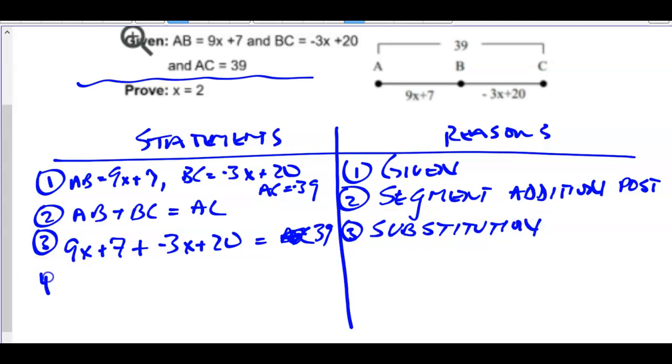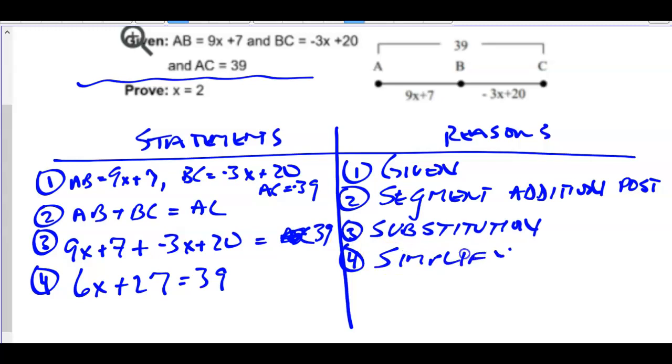Sweet. Now we just do some algebra. We get 6x plus 27 equals 39, and that is combine like terms or simplify. I'm going to go 6x equals 12. And how did I get from here to here? I did subtraction.